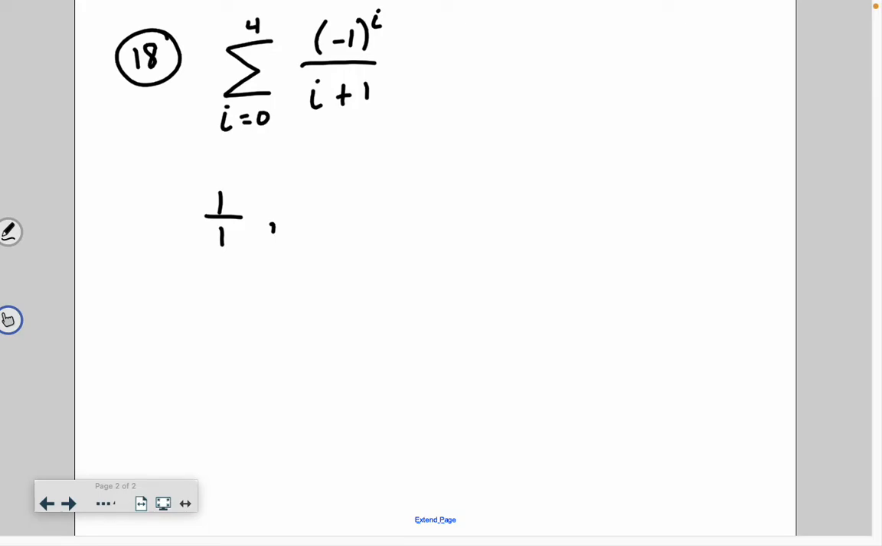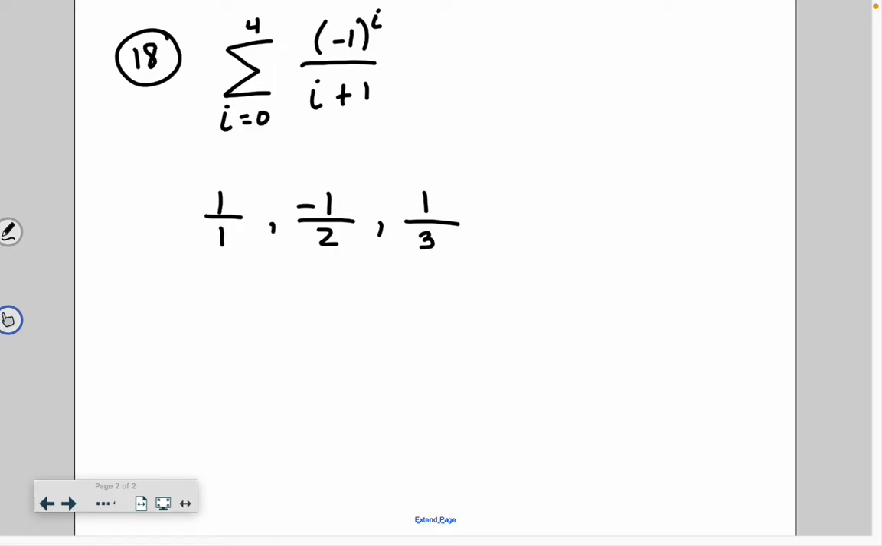Next term, we plug in 1. We end up with -1 in the numerator, and 2 in the denominator. -1/2 is what you end up with when you plug in 1. So we've got the 0 term, we've got the value of the first term. Now we move to the second term. We plug in 2. -1 squared is back to +1 again. Plug in 2 into the denominator, and now we get 3.